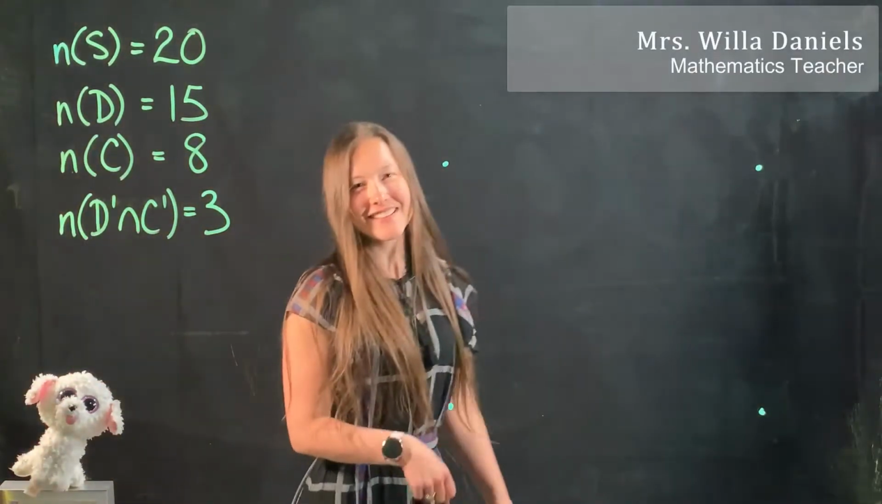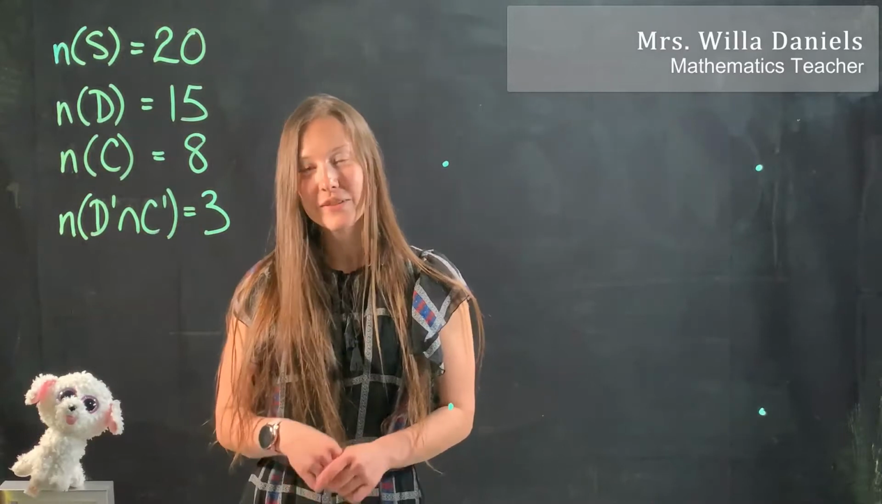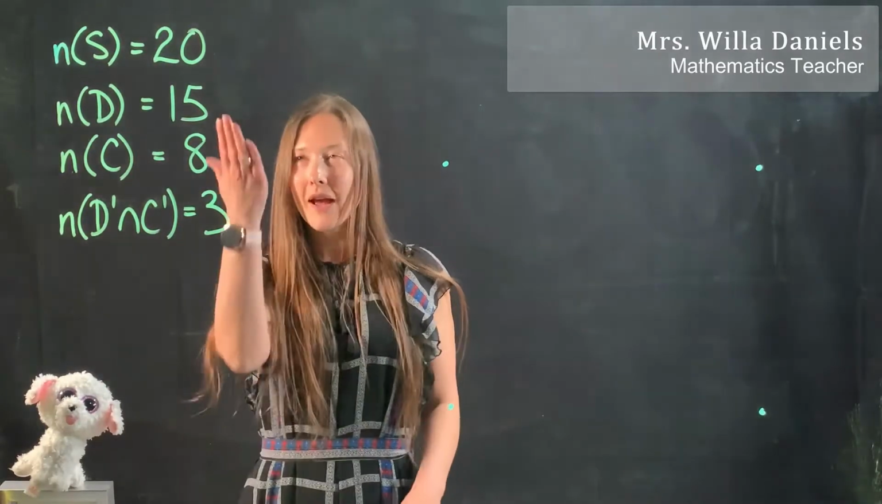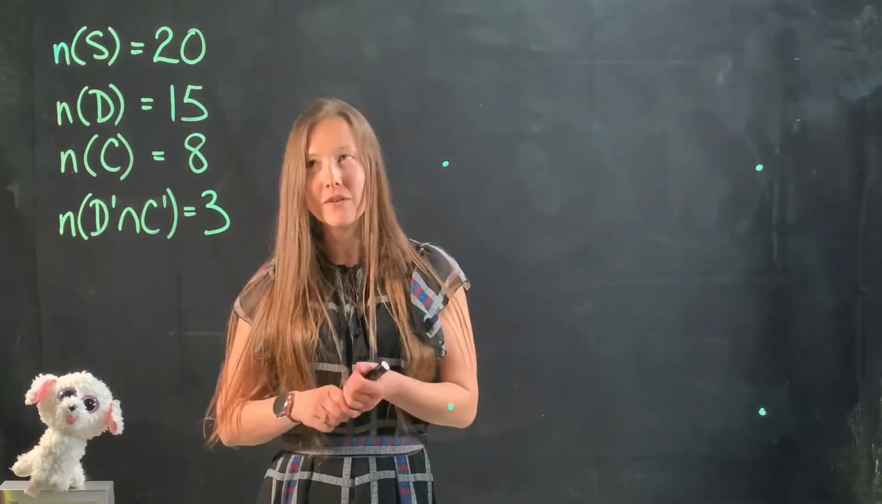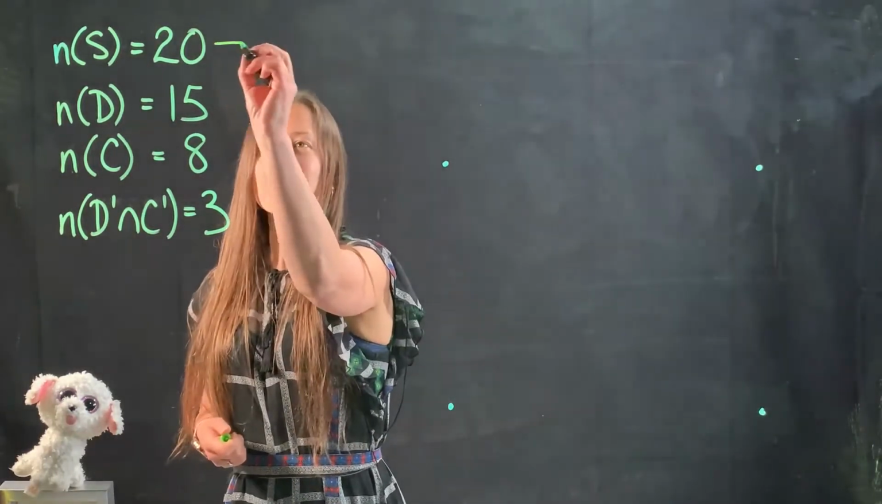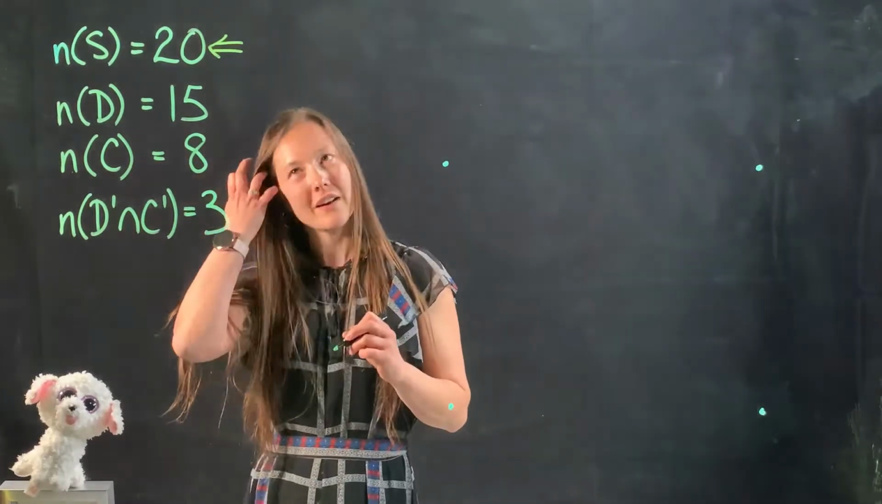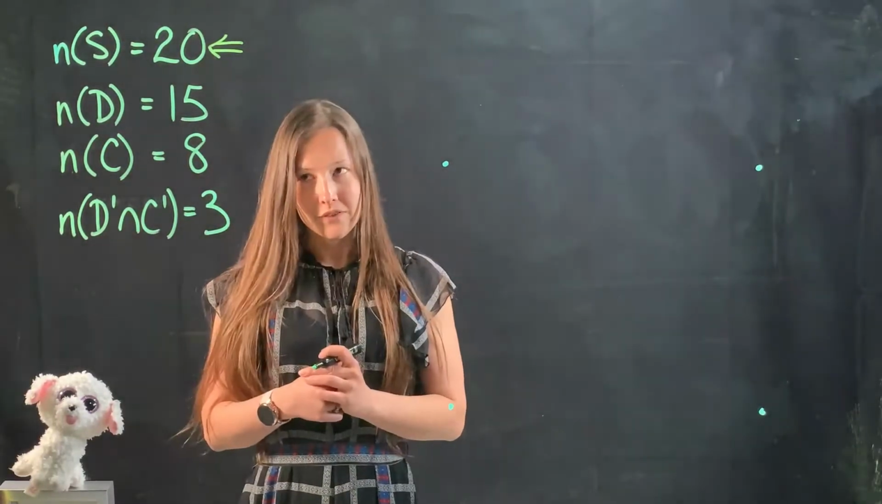Everyone, welcome back. Today we're going to continue to look at two set Venn diagrams. Here we have some data. It's a little bit different from the last video if you watched the last video. The 20 is the same. This represents the number of people who were surveyed. So a total of 20 people were surveyed.